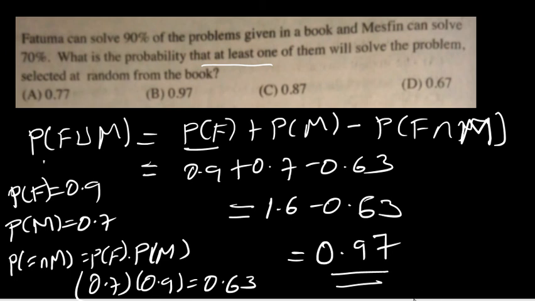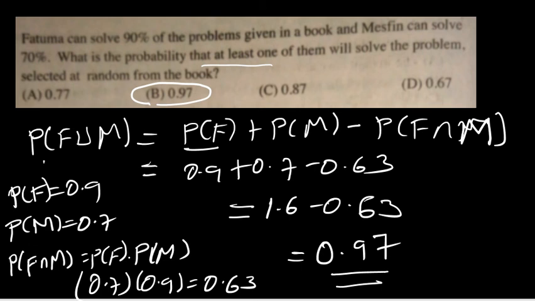Okay, let me repeat what I did here. It says Fatuma can solve 90% of the problems, and Masfin can solve 70%. That means the probability of Fatuma is 0.9, and the probability of Masfin is 0.7. But we are asked what is the probability that at least one of them can solve. That means we need the union. The probability of Fatuma union Masfin is the sum of the probabilities of each, minus the intersection. If the events are independent, as I said before, the probability of Fatuma intersection Masfin will be the product of the two. So we did that. Then we take the difference. So the answer is found in B. Okay, very good.